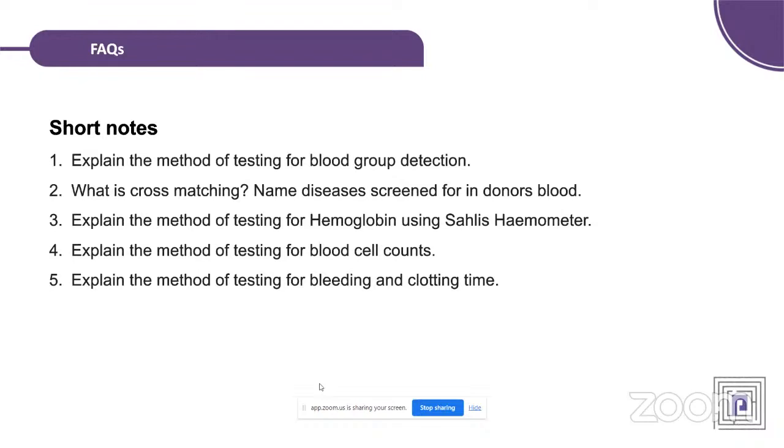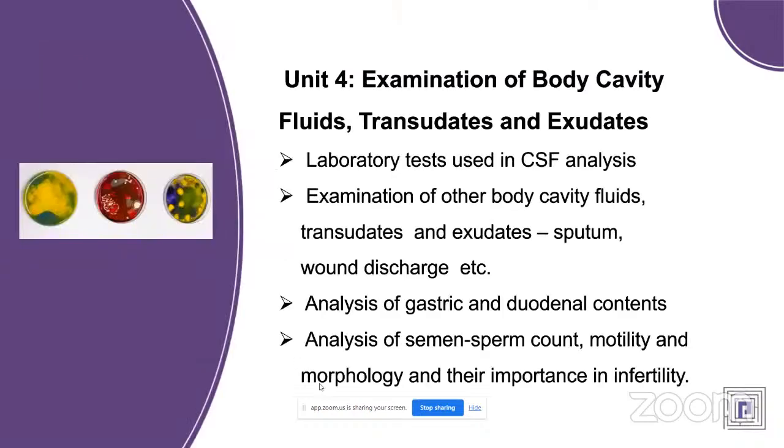So then we have to stir with the stirrer. Then you have to add some distilled water drop by drop. Then you have to read with the comparator, which will be on the side of the Sahli's hemoglobinometer, and our sample will be in the center. Then you have to compare the color of the sample which we have added with the others, so that we can identify the amount of Hb in the sample at the upper meniscus. Okay, and coming to the next unit, examination of body cavity fluids, transudates and exudates.